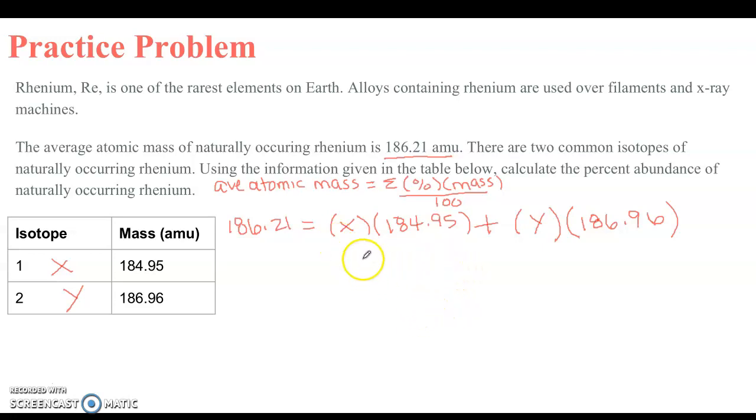Now, here's the thing. I know that all of the percent abundances have to add to 100. Instead of dealing with percents, I'm actually going to deal with the decimals, just so I don't have to worry about dividing by 100 right now. So I can take X plus Y equals 1, because I know that the decimals have to add up to 1. I'm going to solve for Y, so Y equals 1 minus X, there we go. I'm going to plug this back into my equation.